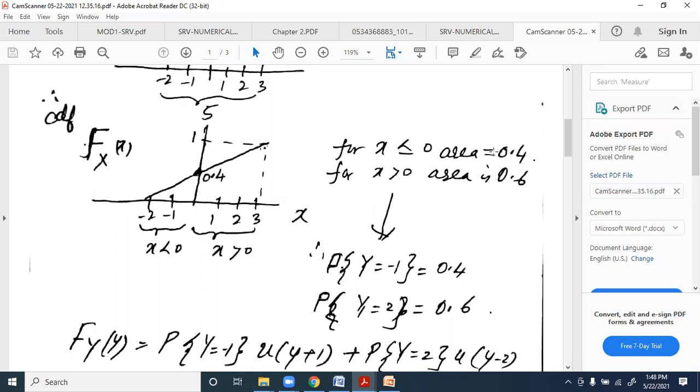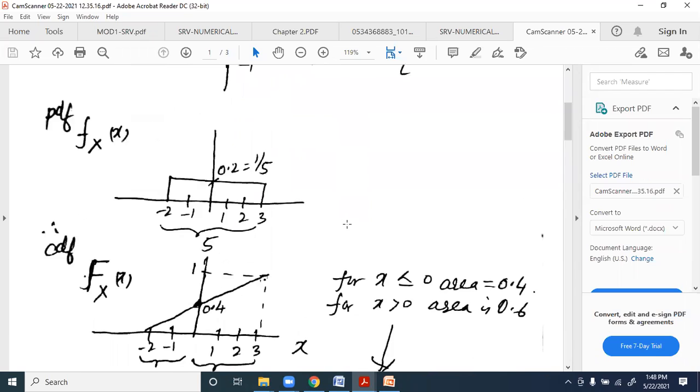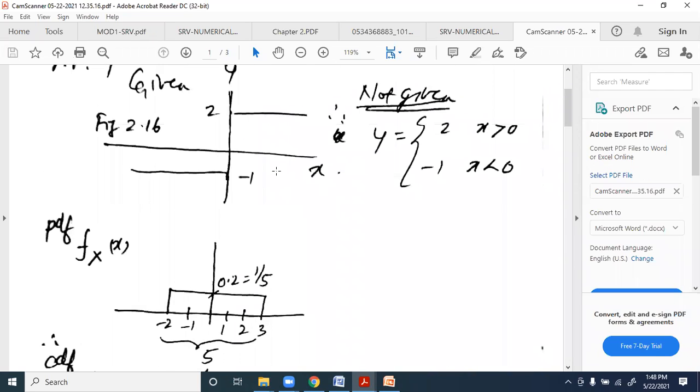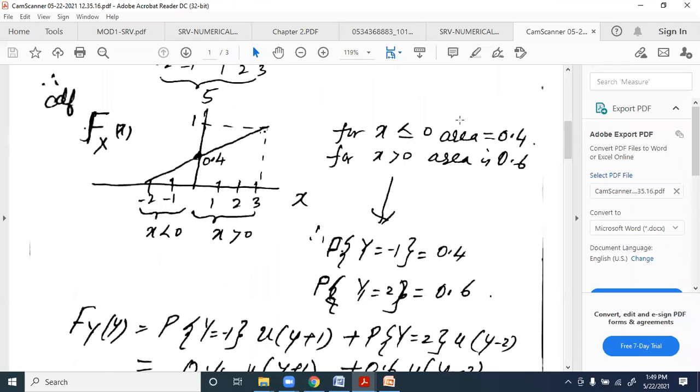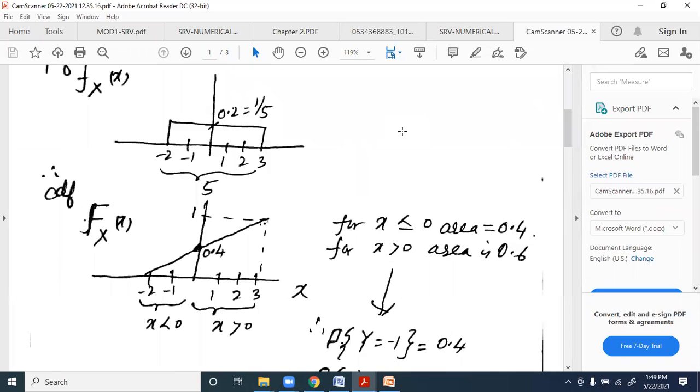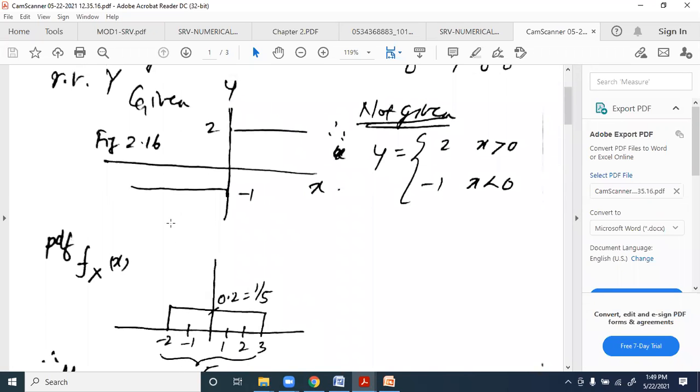For x less than 0, the area is 0.4. So therefore, now we need to compare this with this. You can see for all values of x positive, it is equal to 2. For all values of x negative, it is equal to -1. So here, for all values of x less than 0, the value of y is -1. For all values of x greater than 0, the value of y is 2.